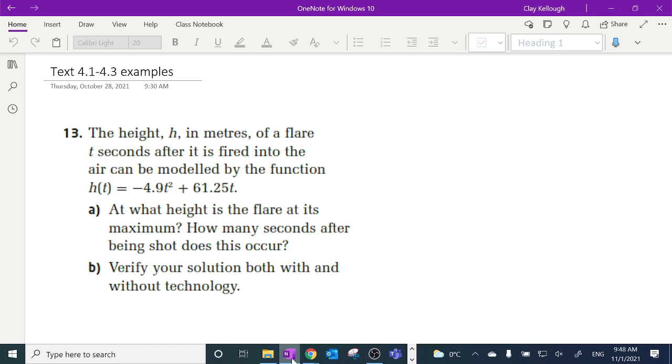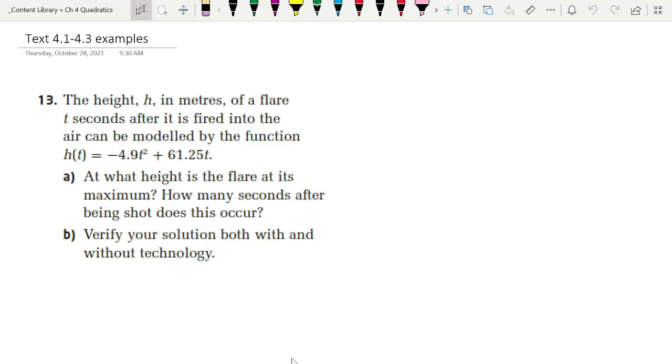Without technology, our only strategy would be to complete the square or to use minus b over 2a and then plug that number back into t and figure that out. And since these are nasty decimals, that's an unfortunate bunch of calculations. It does say verify your solution with or without technology. We're just going to do it with technology. So at what height is the flare at its maximum? When you launch a flare, it's going to reach a maximum at some point, and that maximum is its vertex, right?